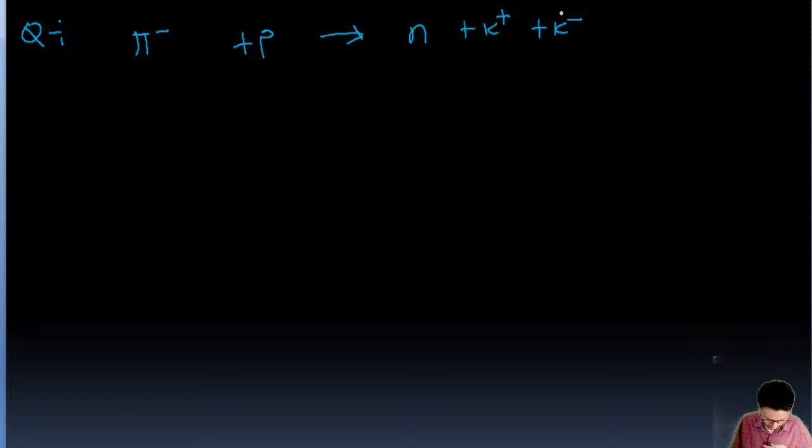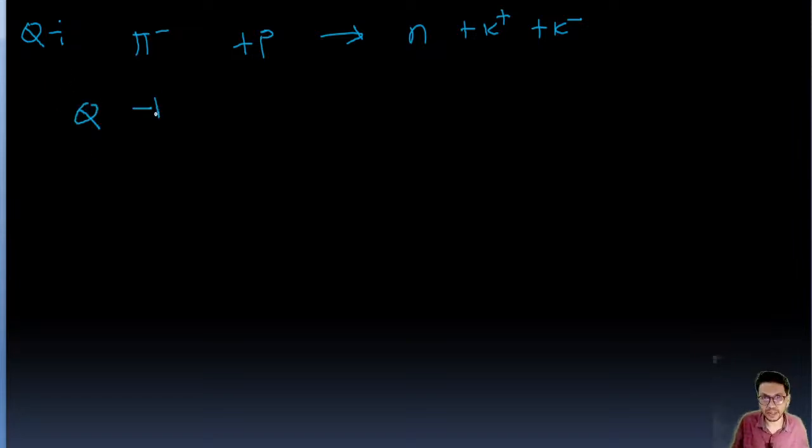Next question is: pi minus plus p gives n plus K plus and K minus. Okay, this is the one. We need to check whether this reaction is governed by the electromagnetic interaction, weak interaction, or strong interaction. Okay, so we'll check first.